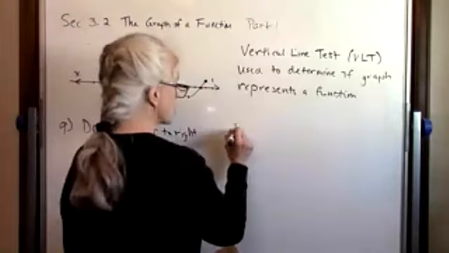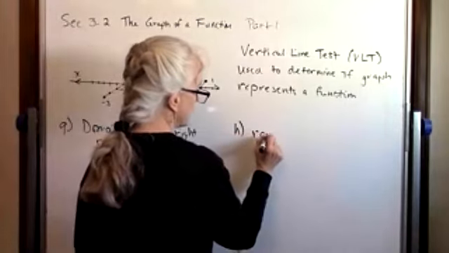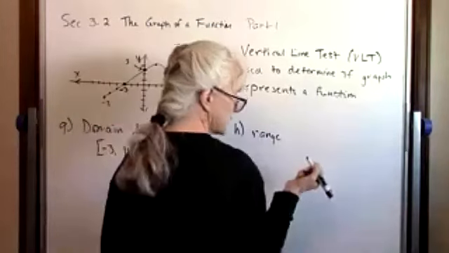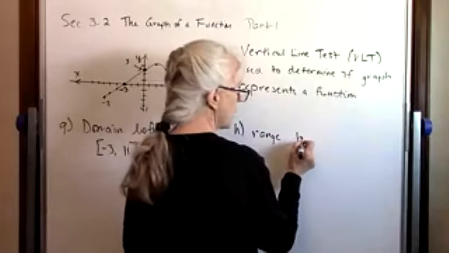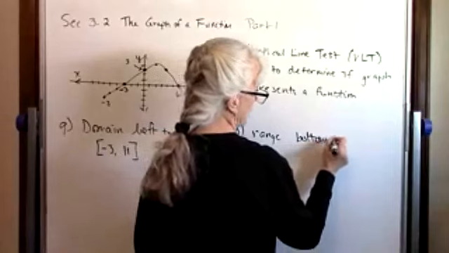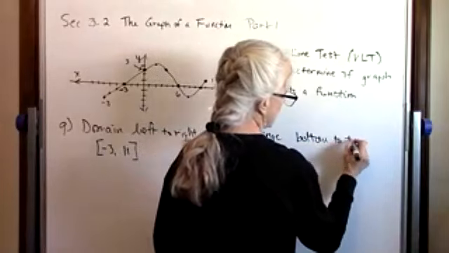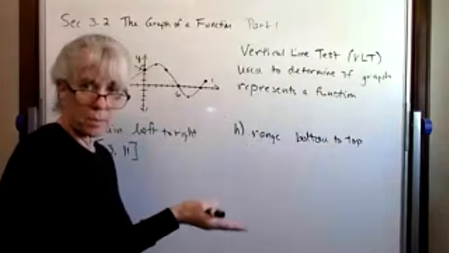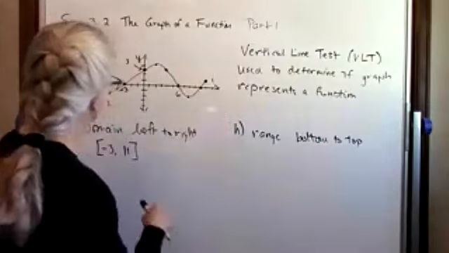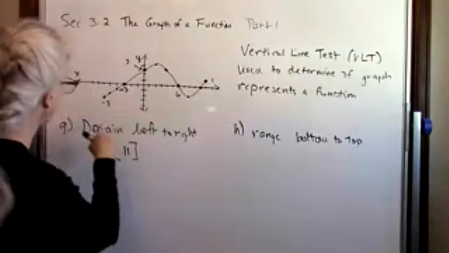Part H is asking for the range. Well, the range is the set of Y values. That's the bottom of the graph, the top of the graph. Because you need them in numerical order, you're going to pick up the bottom first and go to the top. So the bottom of our graph, well, here's the bottom of my picture.